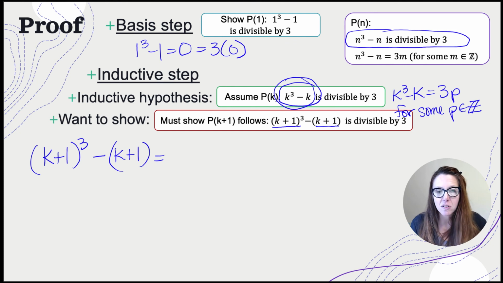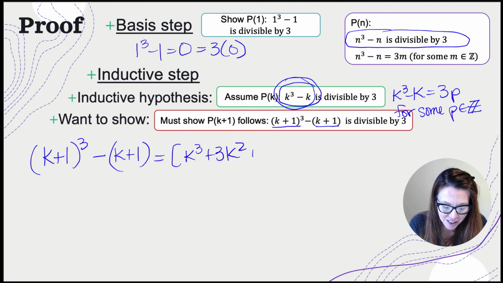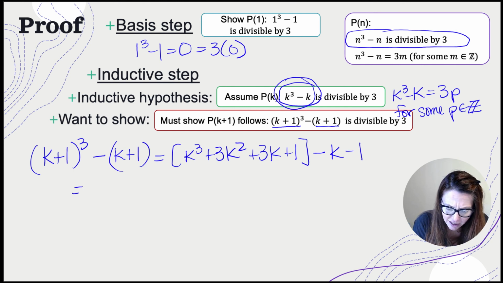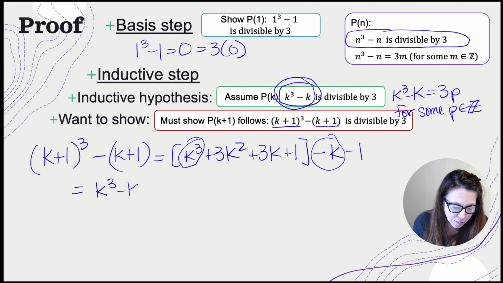But this is just equal to, let's separate this out, and we see that if we take k plus 1 and cube it, what we get is k cubed plus 3k squared plus 3k plus 1 minus k plus 1. So minus k minus 1. Okay, so we still don't have anything that looks quite right yet. But what I do see is that I've got a k cubed and I've got a minus k. And so I'm going to move those two around and pull those together. So I get k cubed minus k.